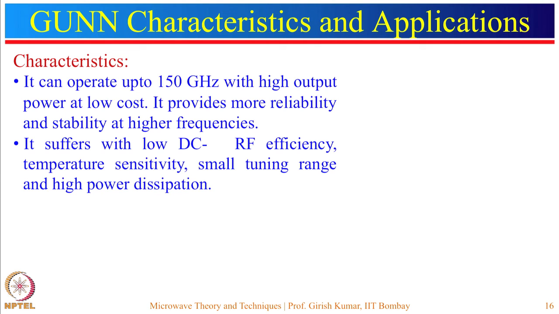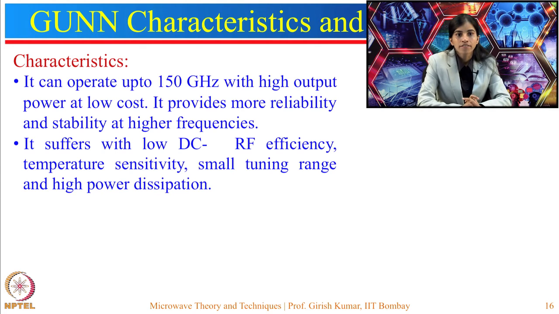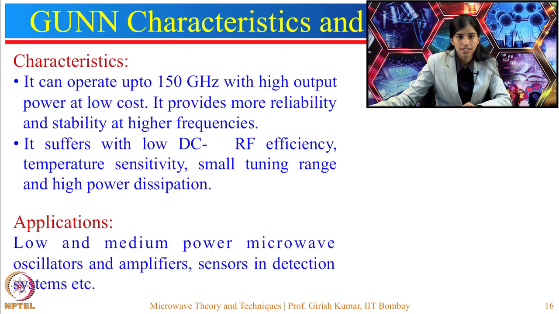This GUNN diode can operate up to a very high frequency range, maybe up to 150 gigahertz, with relatively high output power at low cost. So, nowadays many of the GUNN diodes are replacing the microwave tubes. They are more reliable and stable at higher frequency range, but they suffer from low DC to RF efficiency. They are also sensitive to temperature variations and provide a relatively small tuning range, and the power dissipation in these diodes is relatively high.